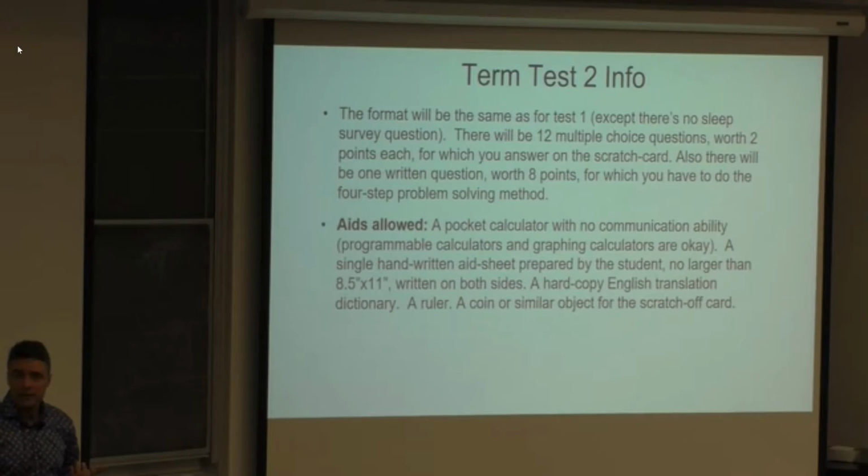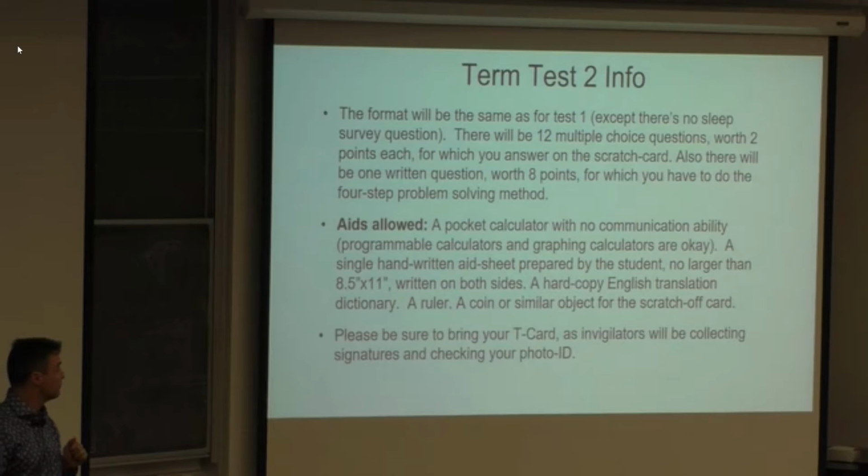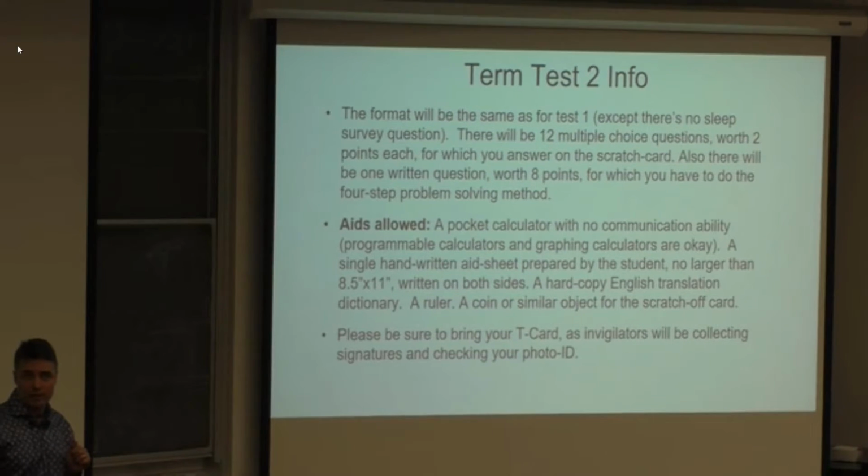Aids allowed, again, same exact rules as before. A calculator that doesn't communicate with other calculators. An aid sheet you can write on both sides. An English translation dictionary, a ruler, and a nickel to scratch the scratch card. Don't forget to bring your T card, as the invigilators will be coming and collecting signatures.